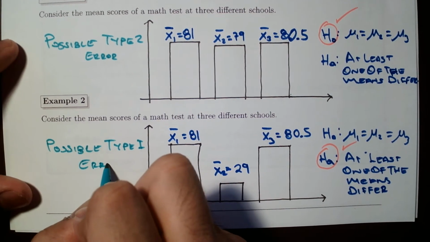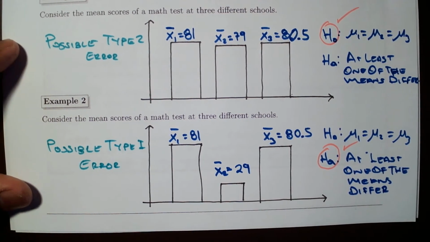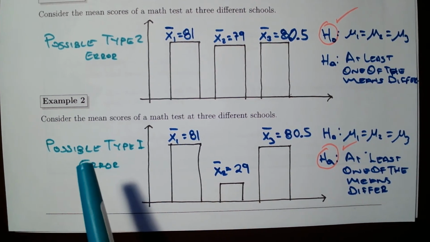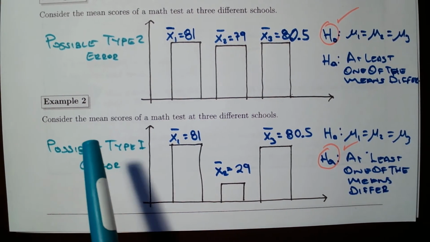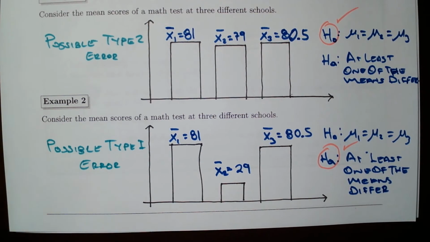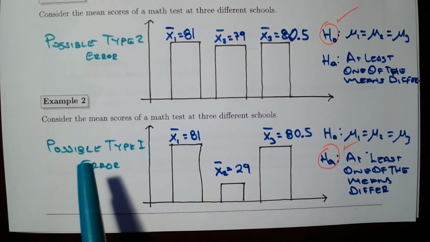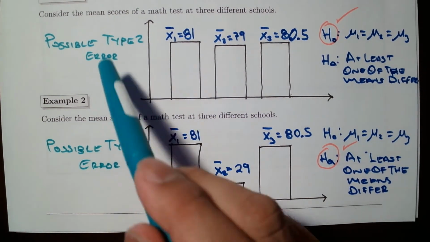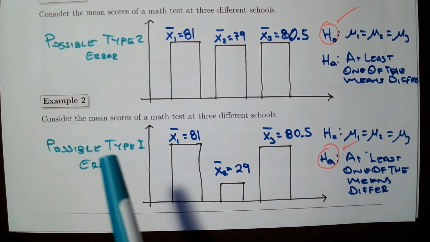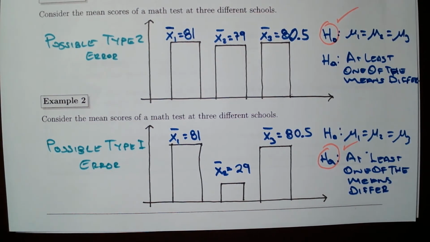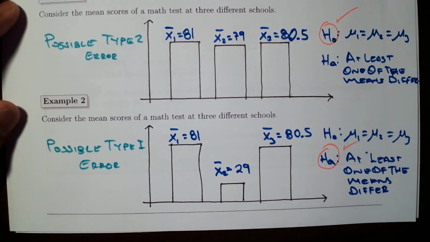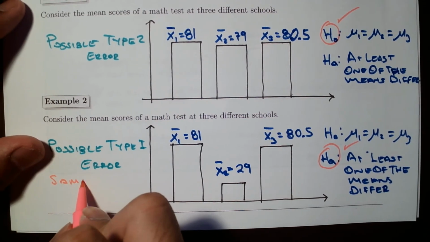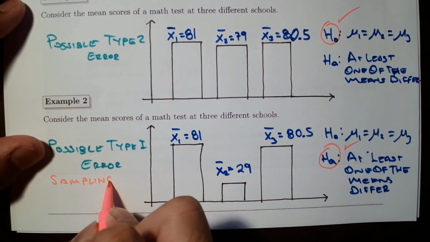And this is due to sampling error. If you go back to the video in which we discuss hypothesis testing for one population, it discusses the differences between these two types of errors. So in this case, recall that possible type of error 1 is most likely sampling error.